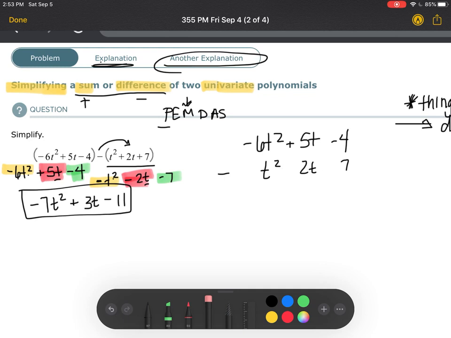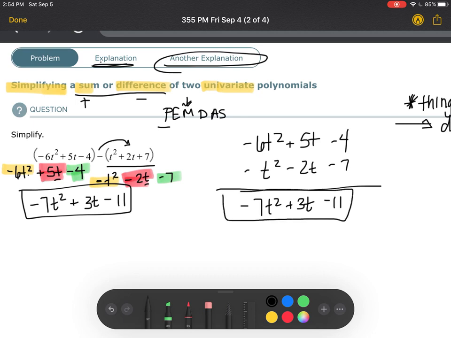Now when you do that, go and switch those signs before you really start doing that. And you say, okay, negative 6t squared minus 1 is negative 7t squared. And then 5t minus 2 is 3t. And then negative 11, negative 4 minus 7. So another way to do that, you still need to distribute technically, but it's a little easier on the eyes without having to go back and forth on this side. So two ways to do that.